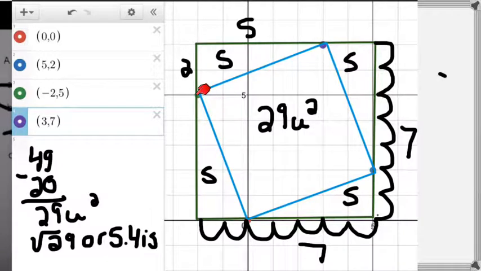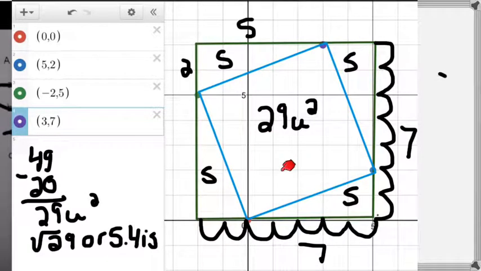Then on the outside of this, not part of the area of the 49, are 4 triangles that are 2 by 5. 2 times 5 is 10, and half of that is 5. So each of these is 5, and 4 times 5 is 20. Therefore, 49 take away 20, 20 being the outside, leaves me with 29 units squared on the inside.